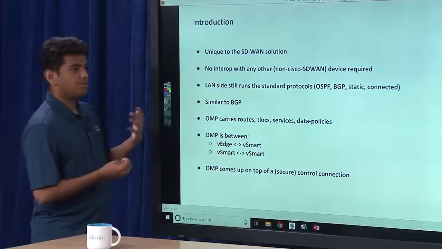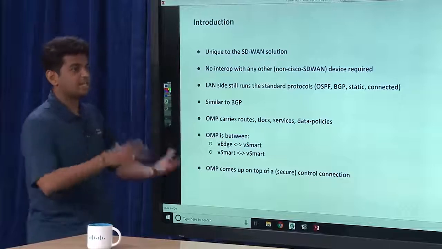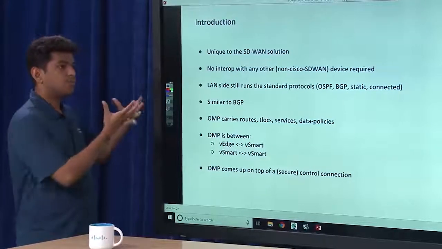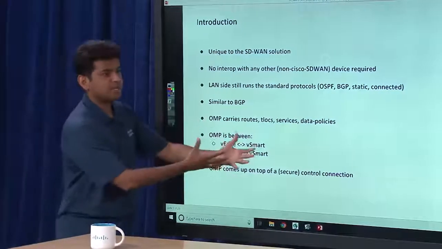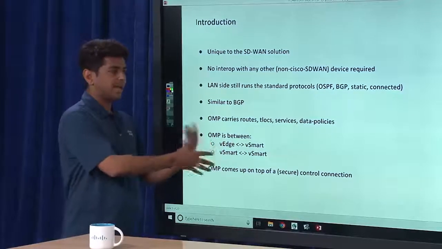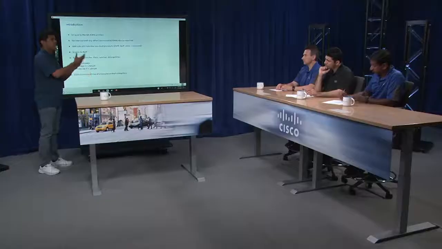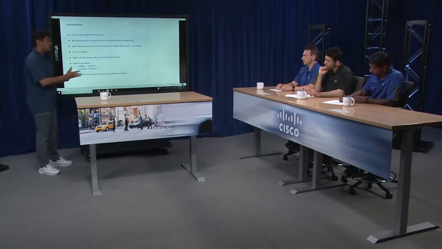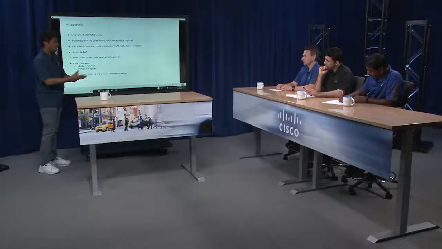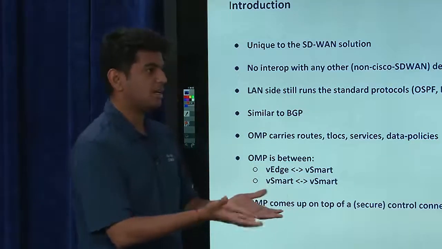So for OMP, we are running on top of DTLS or TLS by itself. DTLS is UDP based, where you have certain mechanisms to handle acknowledgement, because UDP by itself does not handle it. And TLS is by itself running over TCP. So both worlds are equivalent.